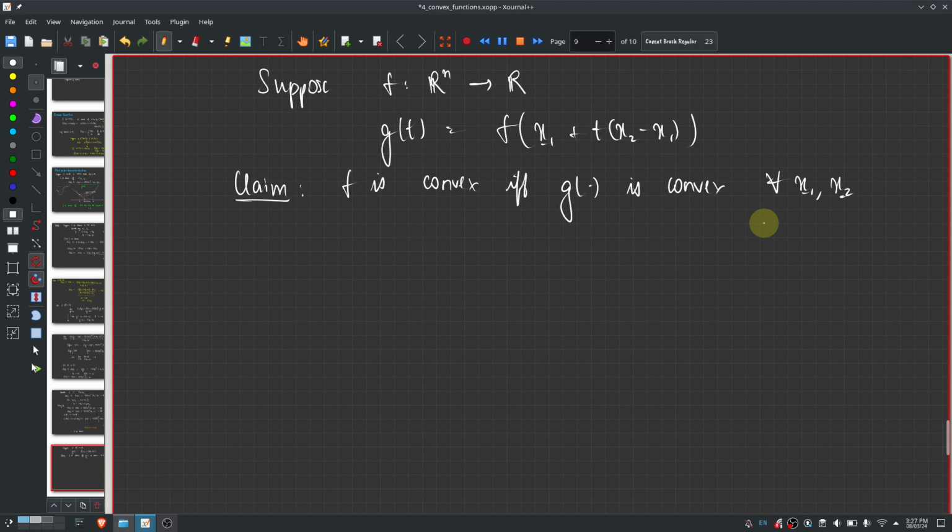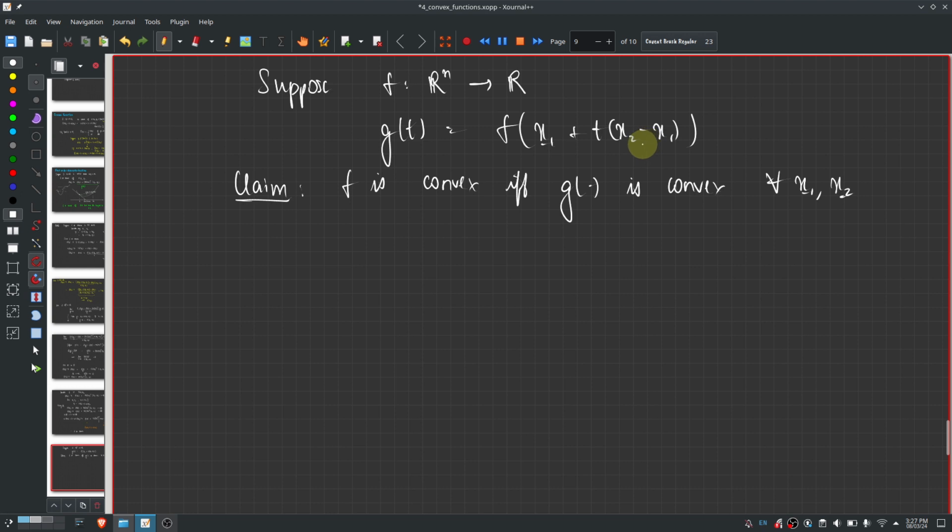Right now I'm assuming that f is defined everywhere. So what is x1 plus t times x2 minus x1? This is not particularly helpful for functions on R, right? It's only helpful for higher dimensional functions. So you take any 2 points, basically you're considering the straight line passing through those 2 points.